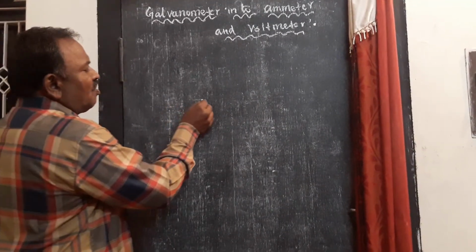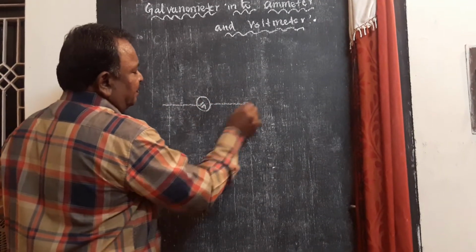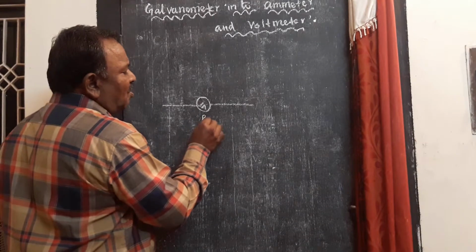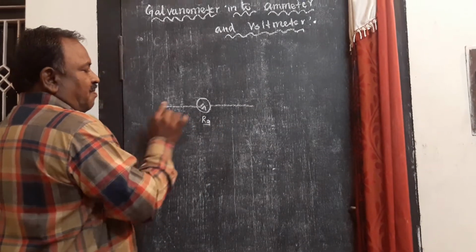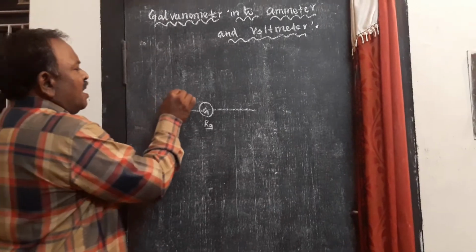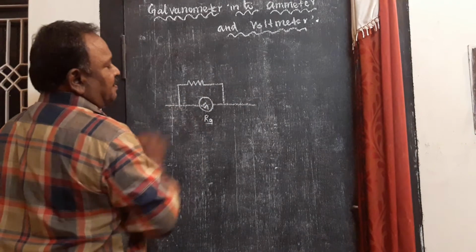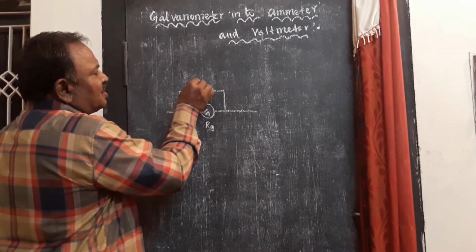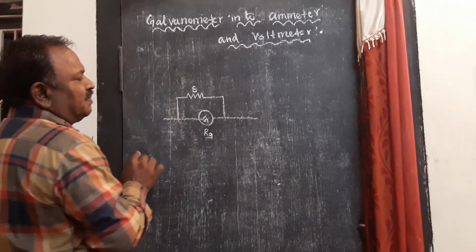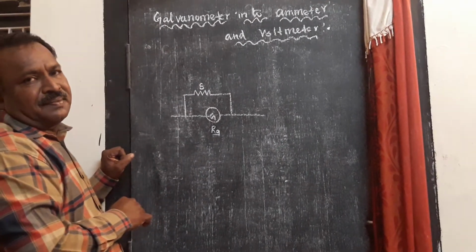So this is the galvanometer. This galvanometer has a resistance Rg. When you want to convert this galvanometer into an ammeter, a low resistor must be connected in parallel. This low resistor connected in parallel to the galvanometer is called shunt resistance.